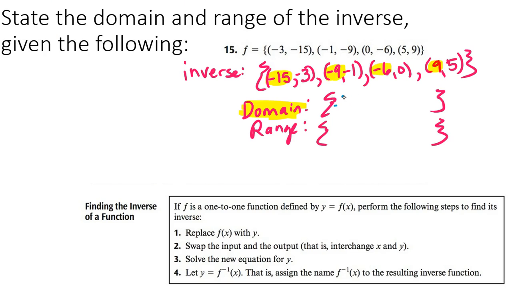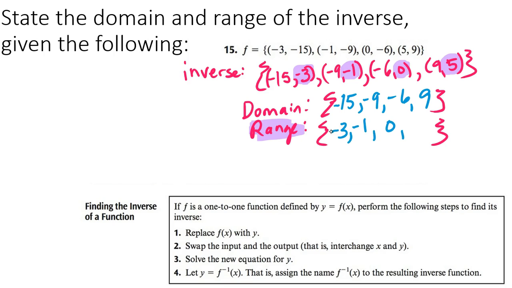So my domain will be -15, -9, -6, and 9. And my range are my values that are my outputs of my inverse. So it's going to be -3, -1, 0, and 5. And notice I leave them in set brackets since they're distinct points in my inverse.